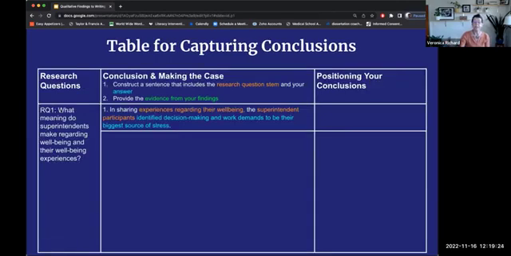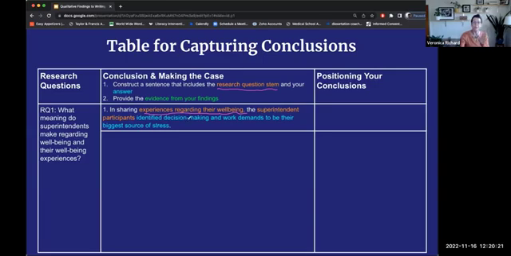All right, so here is Dr. Velez's first research question. What meaning do superintendents make regarding well-being and their well-being experiences? So his answer is that the superintendent participants identified decision-making and work demands to be their biggest source of stress. So here we have the sentence in sharing experiences regarding their well-being. So that is the research question stem. Okay, so this is somewhat of a, I guess, formula, if you will. So here's the stem, and then in the orange down here, I've covered that research question stem. I have my question and I have my participants here.